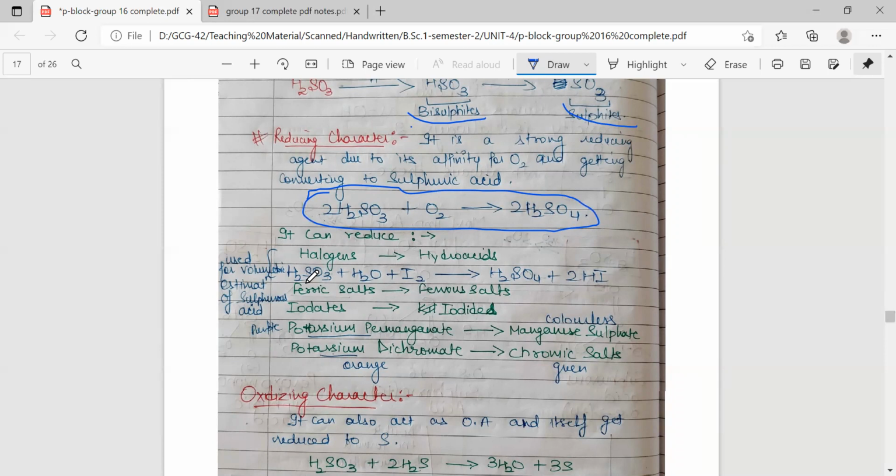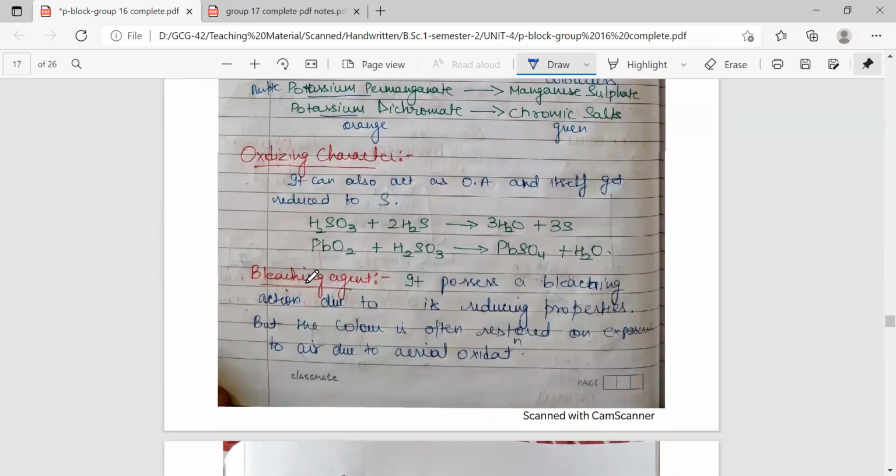So the other oxidizing agents which can be used are the halogens, which can be converted to hydroacids. The iodine can be converted to iodide. Ferric salts are going to be converted to ferrous salts, iodates to iodides. Potassium permanganate to manganese sulfate. Potassium dichromate can be converted to chromic sulfate, chromic salt.